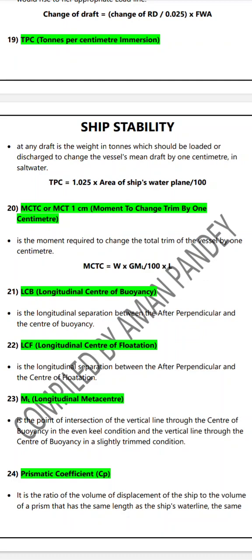TPC formula: area into 1.025 divided by 100, where 1.025 is the density of salt water. Okay, so this is it. MCTC is W by GML divided by L into 100.